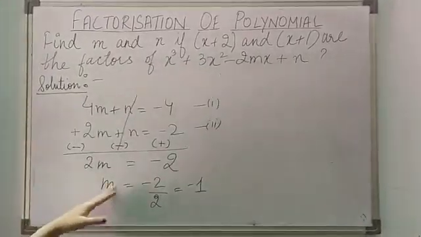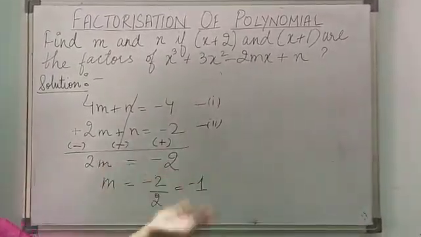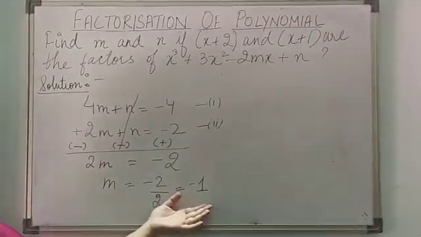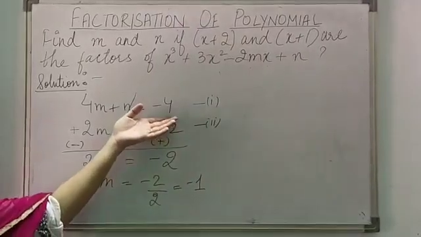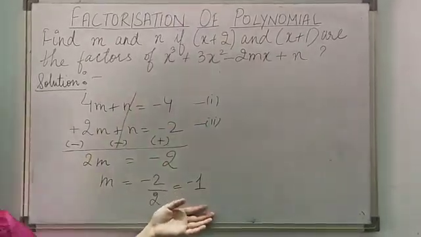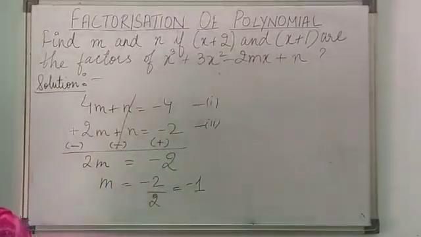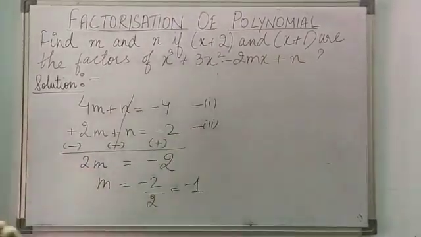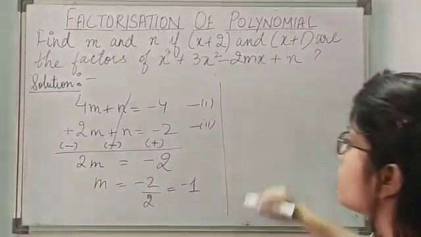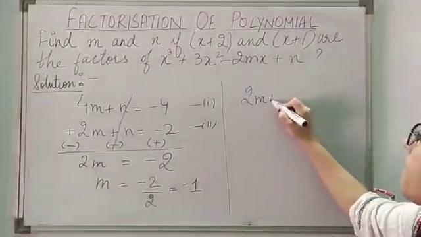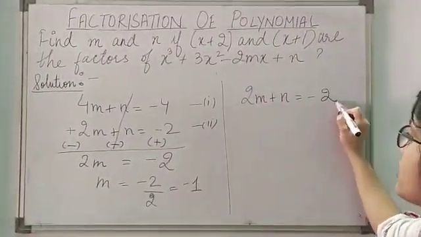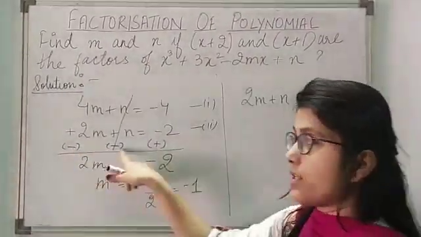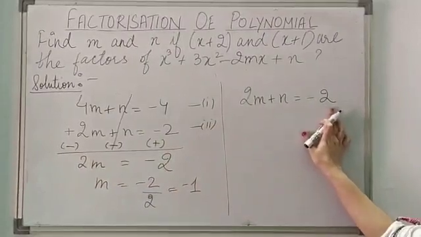Once you will get the value of m, then you have to substitute this value in any of the two equations. Means if I want, I can substitute the value of m in equation 1 also, or if you want, you can substitute the value in equation 2 also. You will get the same answer. So right now I am substituting the value in equation 2. So equation 2 says 2m plus n equals to minus 2. Our original equation we have to take. Okay, don't take these signs. 2m plus n equals to minus 2.